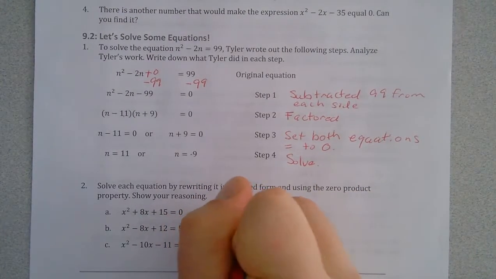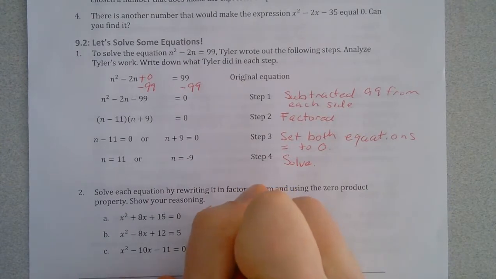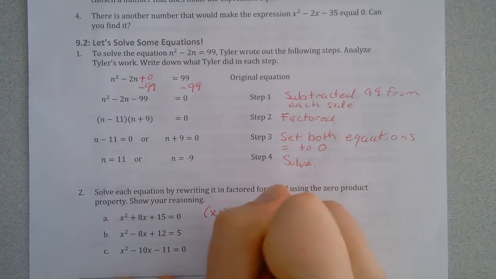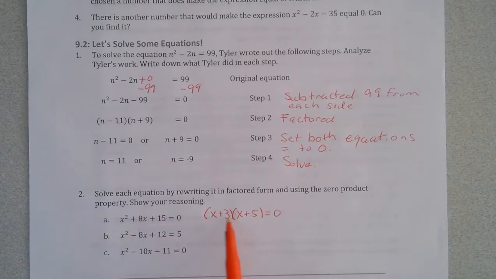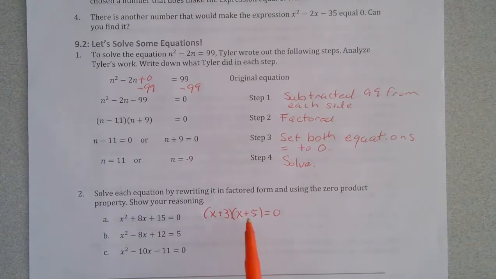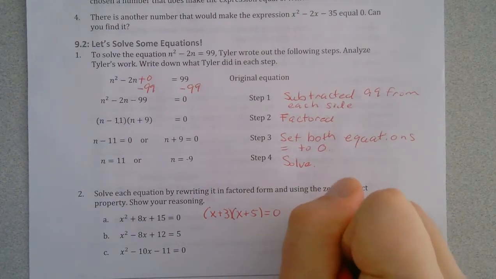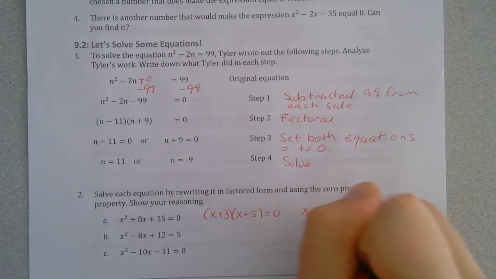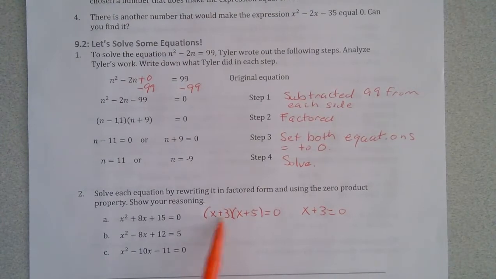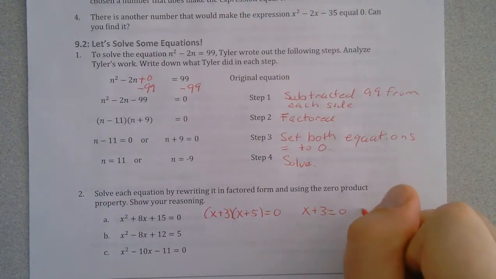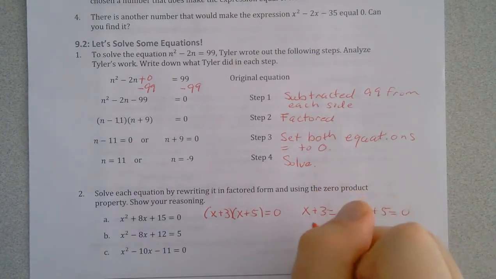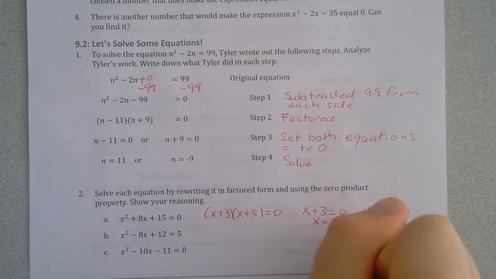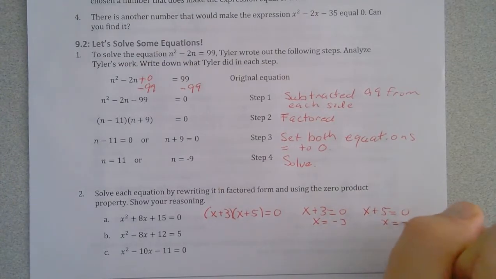So this equation we could write as x plus 3 times x plus 5 is equal to 0. And it moves from standard form to factored form. And then using the zero product property, we could set both equations equal to 0. So I would set the first factor equal to 0, x plus 3 equals 0, and then set the second factor equal to 0, and then solve. So x equals negative 3 here, and x equals negative 5 here.